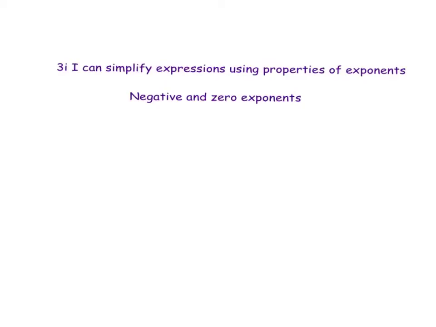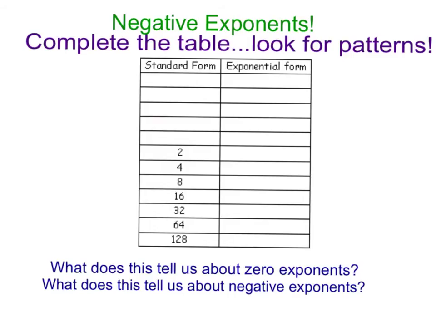So the learning target today is the same as in the last lesson, simplifying expressions using properties of exponents, but today we're going to focus on negative and zero exponents. One of the first things you need to do on your assignment today is look at a table similar to this and fill it out describing the patterns. So I'm going to start here, and remember we're talking exponents, so I'm going to write this in exponential form. 2 is like 2 to the 1st. 4 is like 2 squared. 8, 2 to the 3rd. 16, 2 to the 4th, etc., etc.